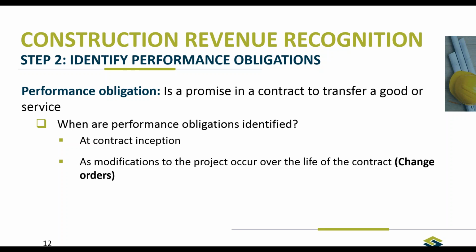So again, there are explicit and implicit promises. On the implicit promises, if you have a contractor whose past history is providing services after they perform the initial contract, you have to assess that and potentially show that as a different performance obligation as opposed to combining it all together.